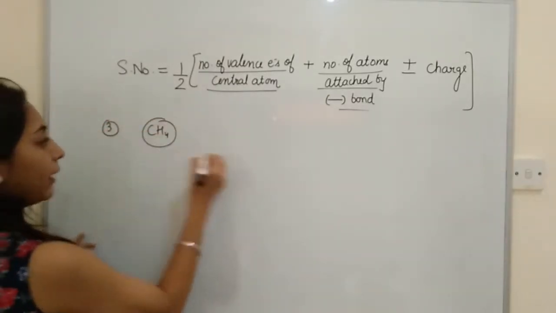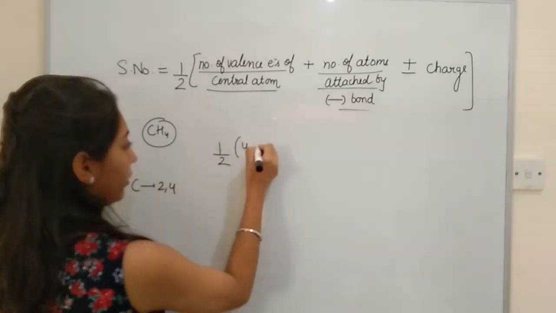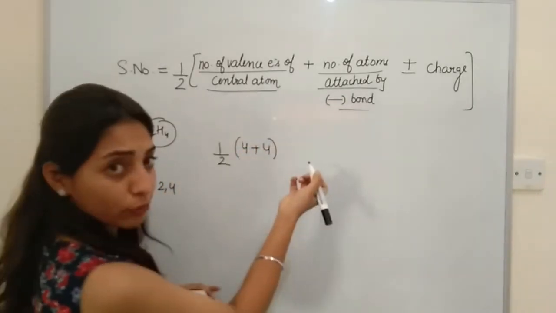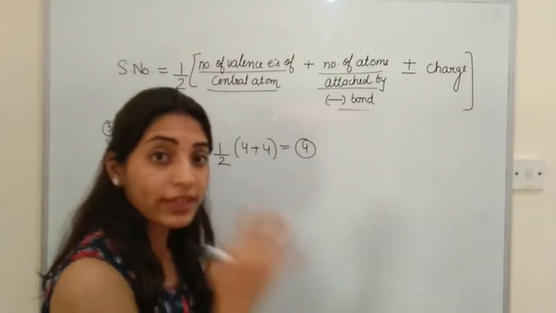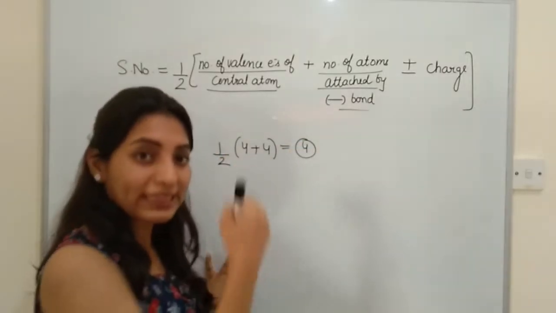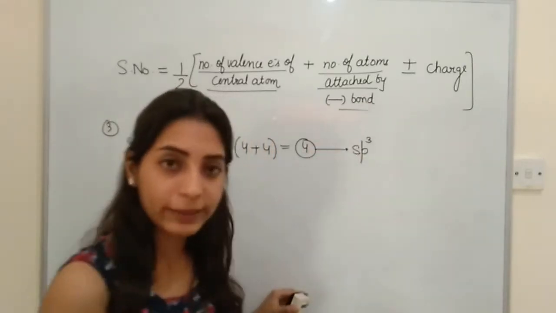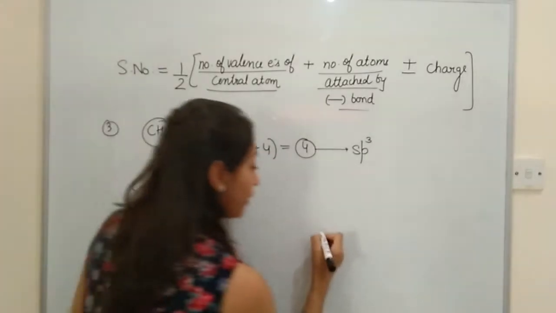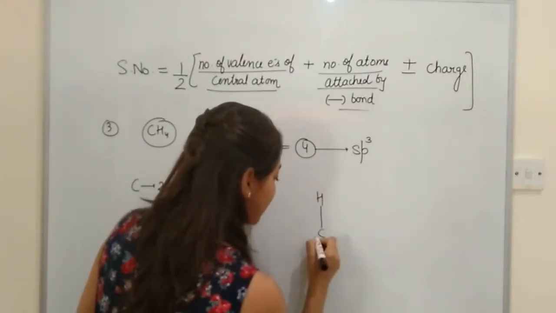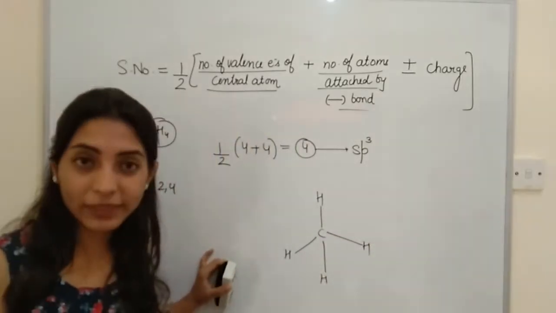CH4. So half of carbon's valence electrons is 4. So 4 plus 4 plus 0 minus 0 is equal to 4. Stop here. If the steric number is 4, increase the hybridization by 1 more. So it is sp3. Now if the 4 bonds are there, they have to be kept in such a way that they are maximum far away from each other.